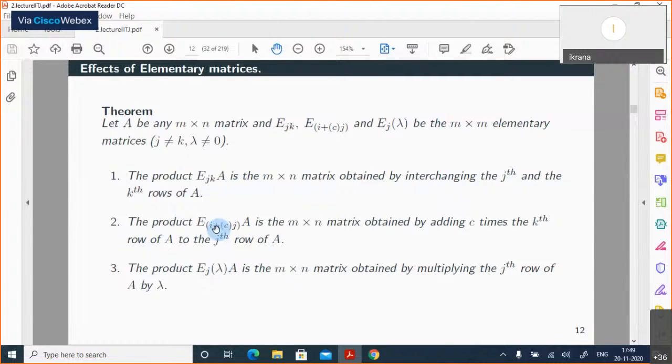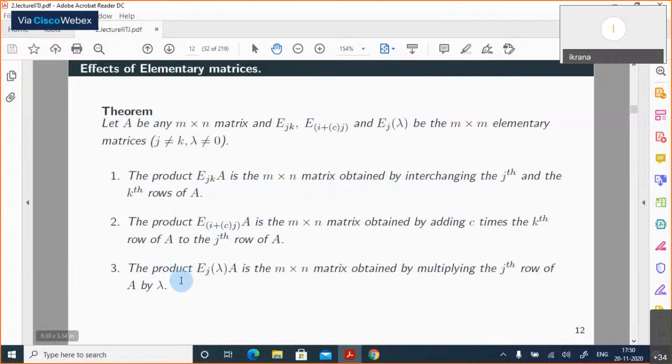And the same results are obtained by other elementary matrices. For example, if I do E_(i+cj), that means I have multiplied the jth row by C and added it to the row i. That is the elementary matrix. If you pre-multiply A by that, then the resulting matrix will be such that the ith row of A has changed to the ith row plus C times the jth row. The jth row will remain the same.